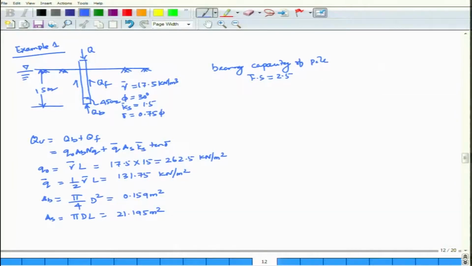Then delta is 0.755, from there you can calculate 22.5 degree. So, tan delta is equal to 0.414. So, NQ is coming out to be 16.5.